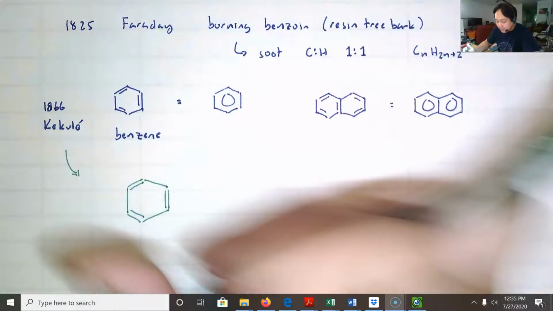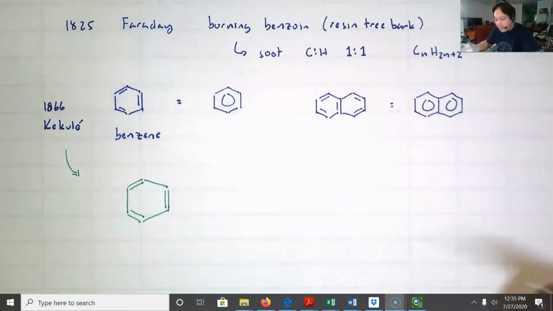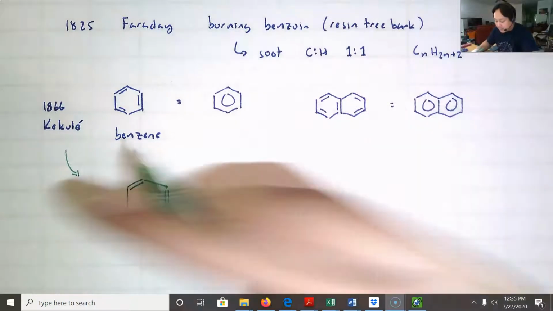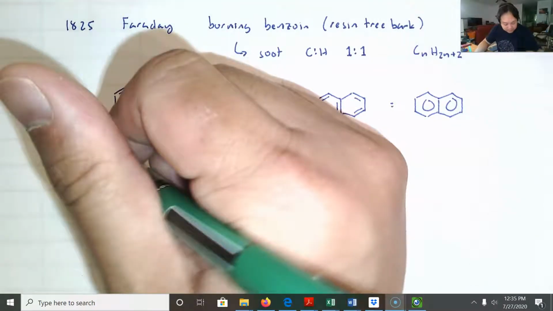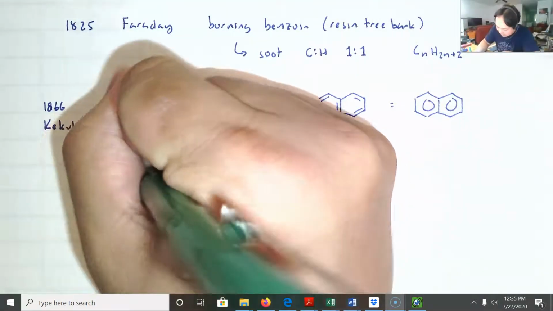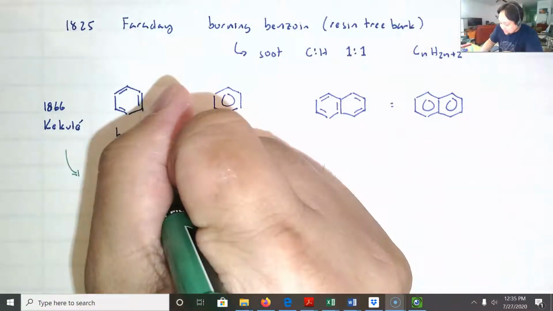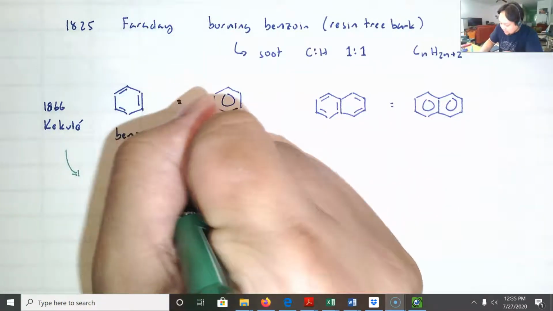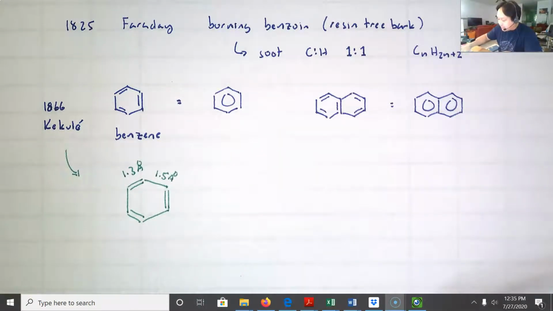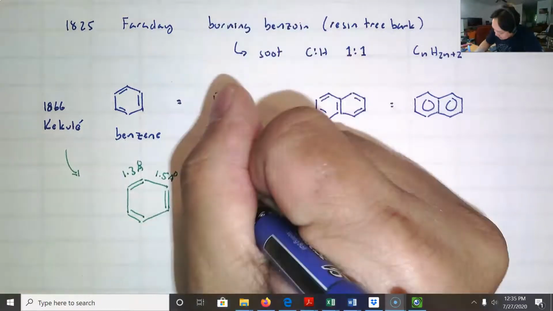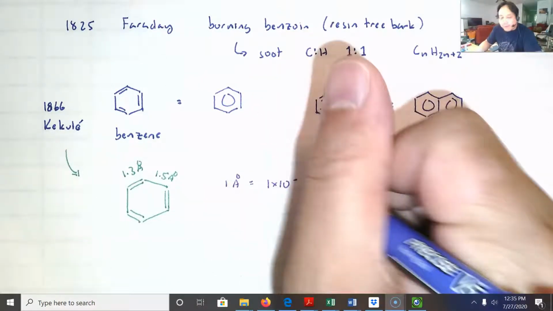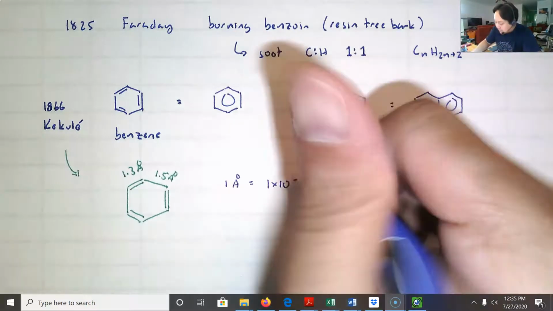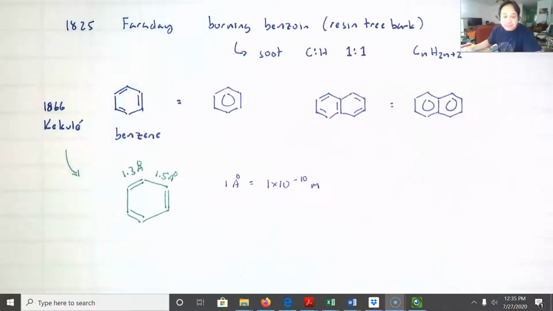than the single bonds. And it was known at the time that the length of a typical carbon-carbon double bond was 1.3 angstroms, and the single bond is 1.5 angstroms. And don't forget, an angstrom is how many meters? 1 angstrom equals 1 times 10 to the minus 10 meters. If it was minus 9, it would be a nanometer, but it's minus 10, so that's an angstrom.